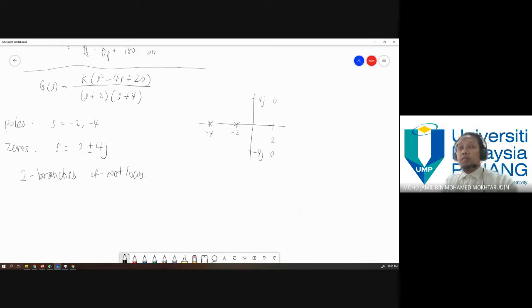Okay, and then determine in which part of the real axis will have the root locus. So in this section, there will be no root locus because there are 2 zeros, an even number of zeros. For this section, you have 1 pole and 2 zeros, meaning there are 3 things, so it's an odd number. So you will have a root locus on this real axis.